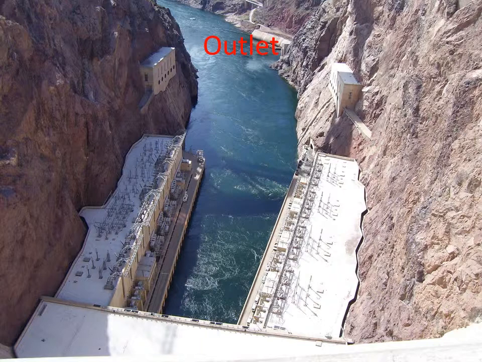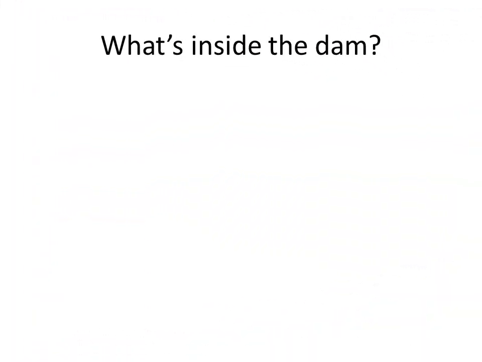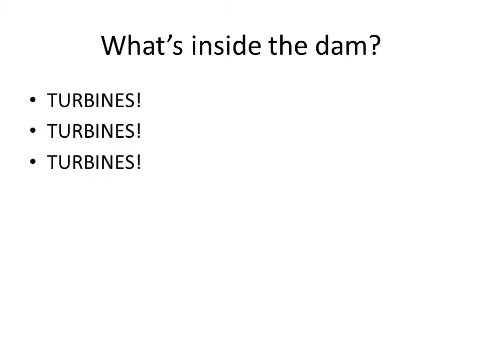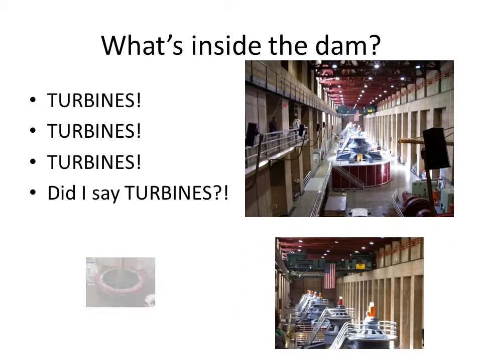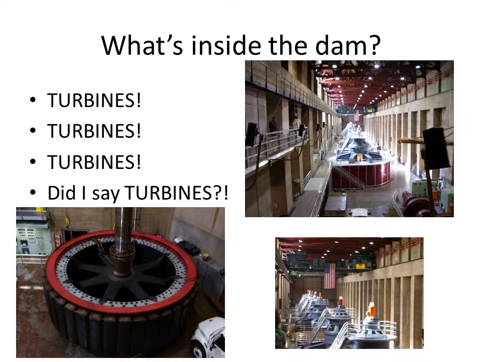Now, you might be asking yourself, how does a dam like this work? Well, let's first take a look inside the dam. Let's just say that this dam is home to a lot of turbines. There's actually 17 to be exact. And as you can see, these turbines are quite large.